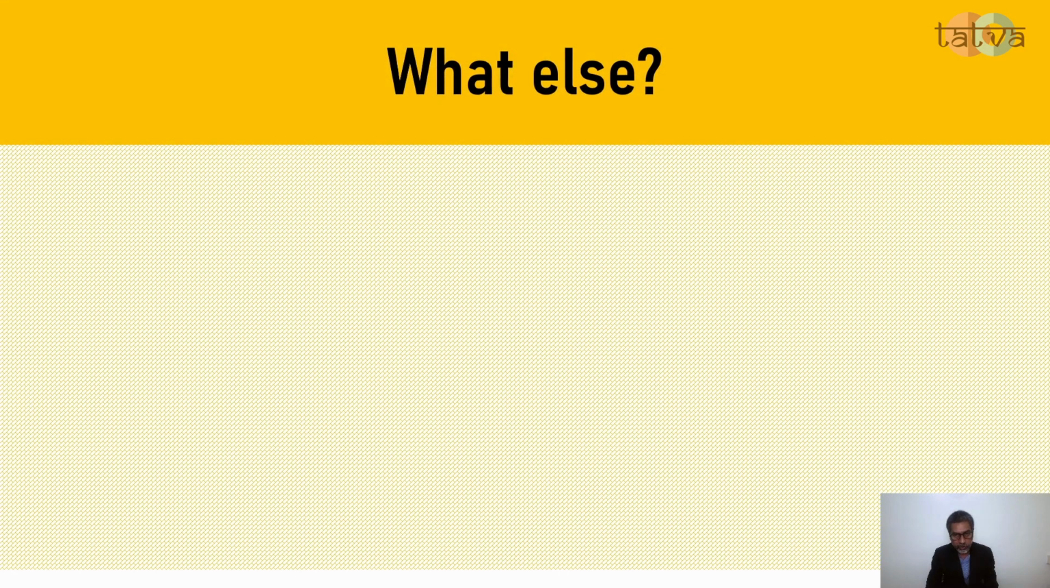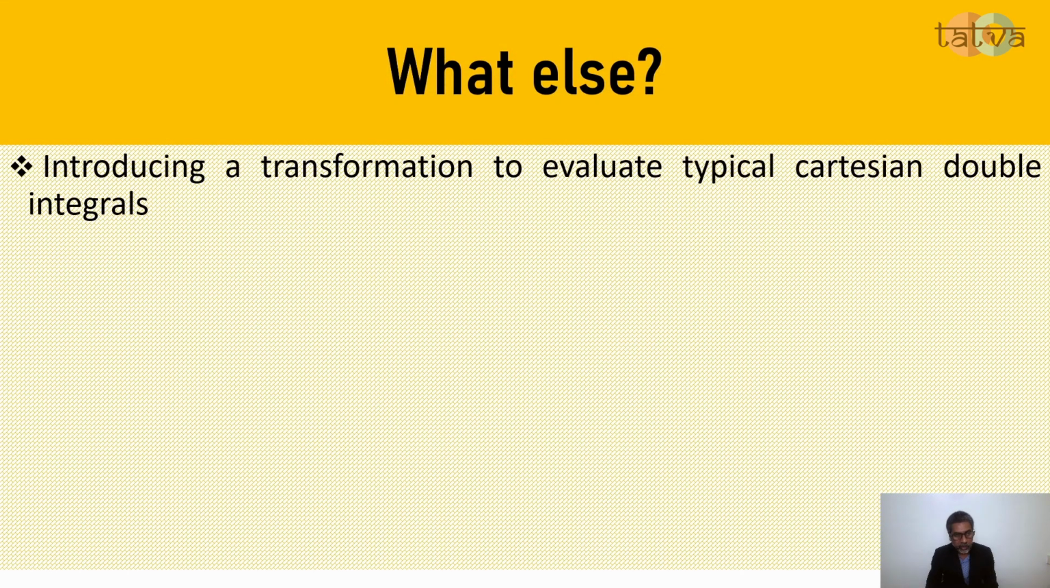What else is going to happen now? Is there something else beyond polar coordinate system? Yes. Not all double integrals can be evaluated in the Cartesian or polar. Sometimes you may have to double integrate over a totally new domain. All that we need is a transformation, and when the transformation is available, we can evaluate certain types of double integrals.